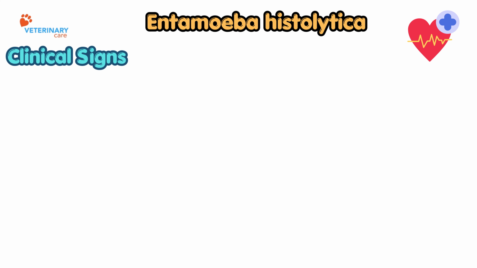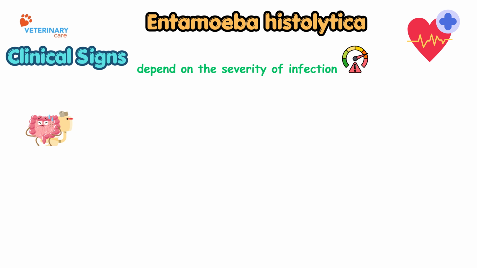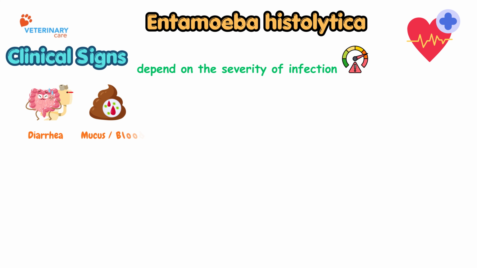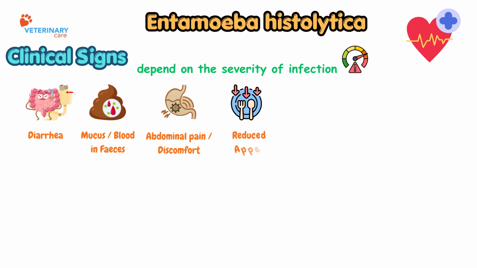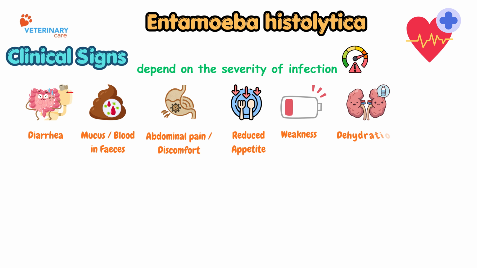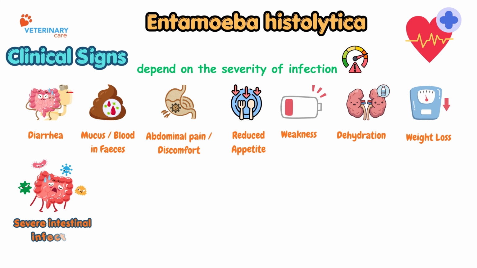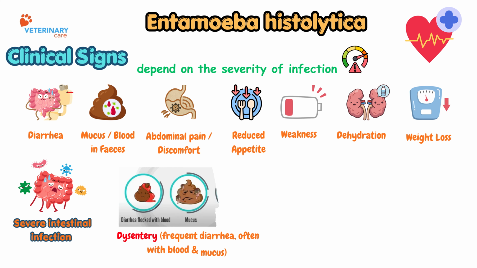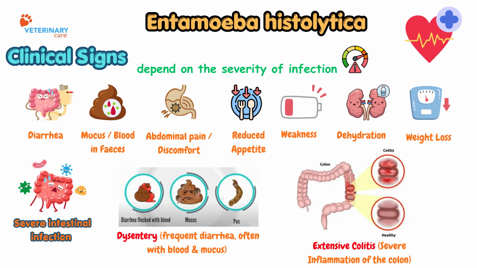The clinical signs depend on the severity of infection. Animals may show diarrhea, mucus or blood in the feces, abdominal pain or discomfort, reduced appetite, weakness, dehydration and weight loss. Severe intestinal infection may cause dysentery and extensive colitis. Some infected animals may show no obvious signs but can still pass cysts in their feces.